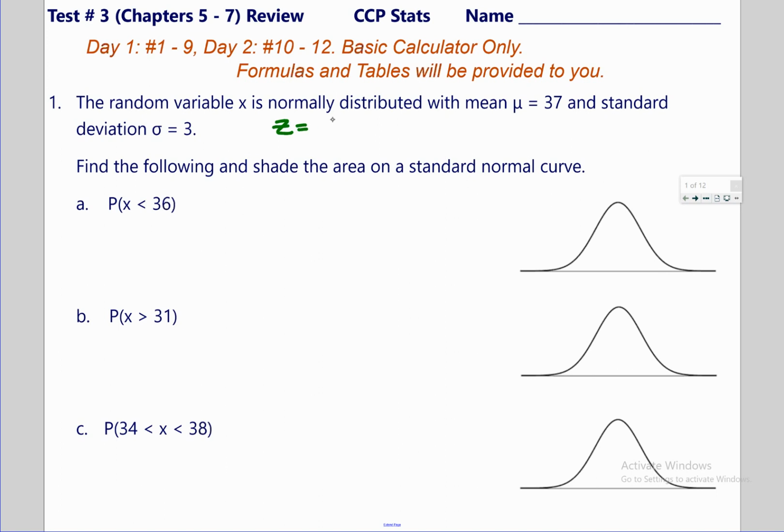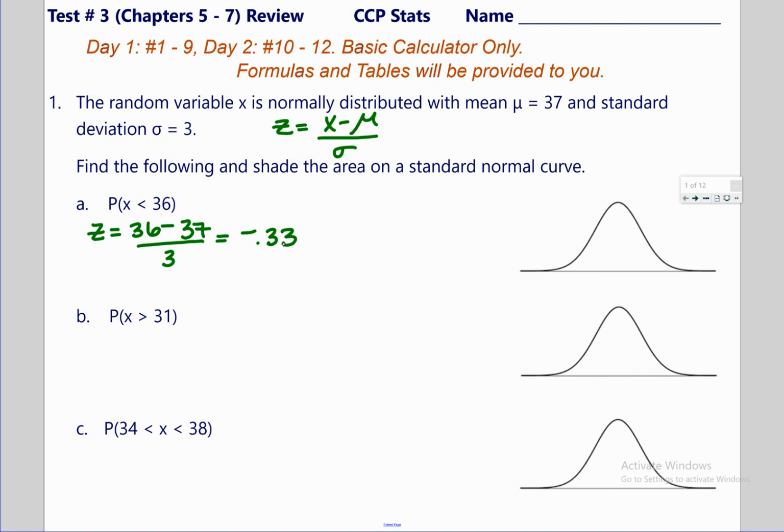To transform a value into a z-score, we do x minus the mean, divide by the standard deviation, and that is on your sheet, at the very top of chapter 5. Okay, so the x value that we're given for A is 36 minus our mean, 37, divide by the standard deviation, 3, and you're going to want a decimal for this because that's what we have on our z chart. So 36 minus 37 is negative 1 over 3, which is negative 1/3, or negative 0.33 to 2 decimal places. That is my z-score.